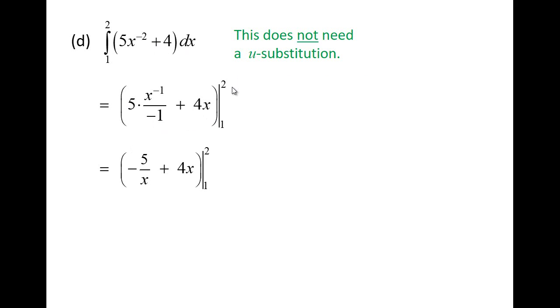Now we plug in 2 and 1. So, well, okay, actually, before I plug those in, let me simplify here. So this will be negative 5, and x to the negative 1 is the same as 1 over x. So negative 5 over x. Now we plug in. If I plug in 2, I get negative 5 half plus 4 times 2, and then minus. Now we plug in 1, we get negative 5 over 1 plus 4 times 1.